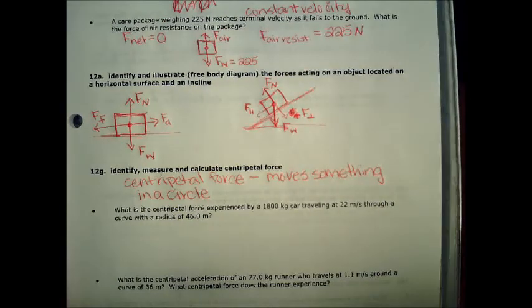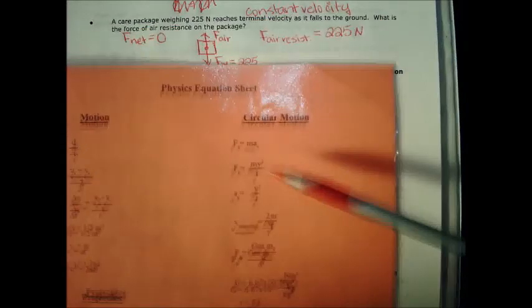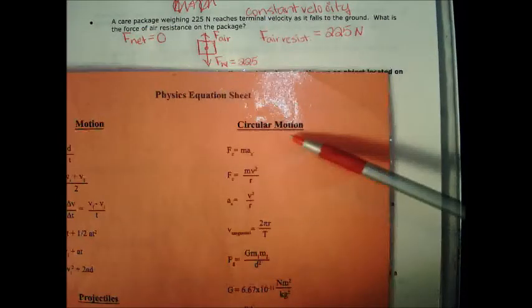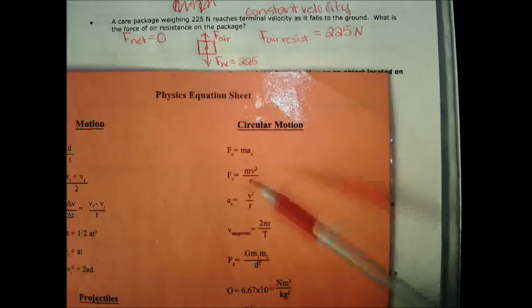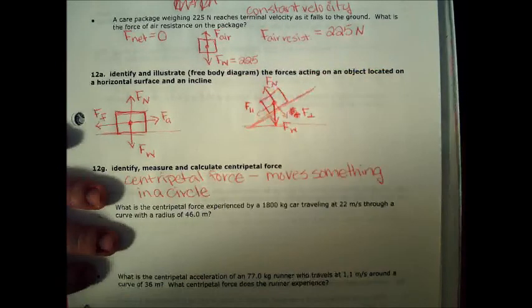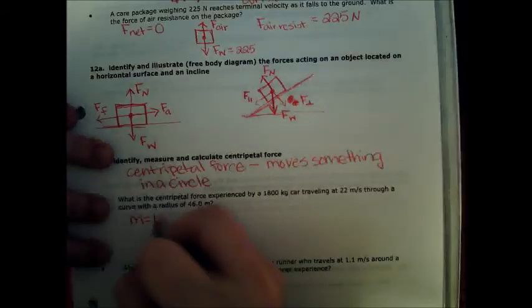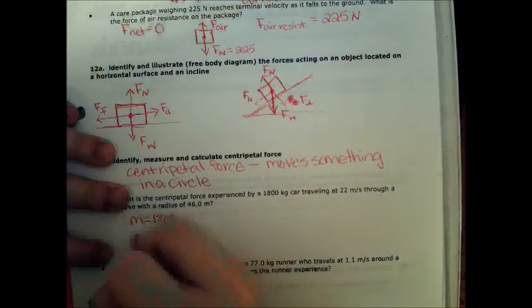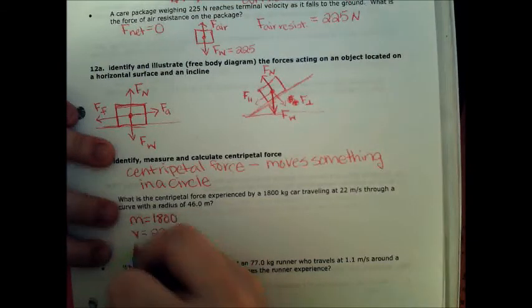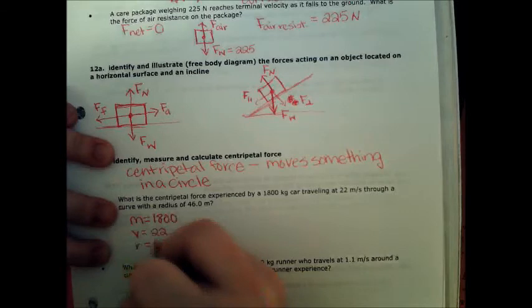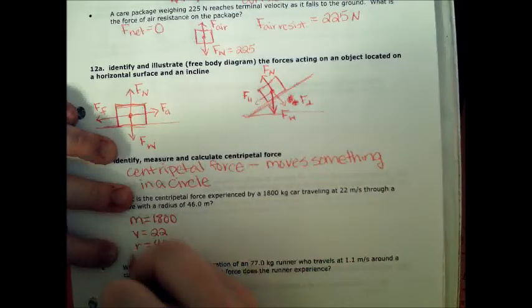Again, even if you don't remember anything about centripetal forces, what you should do is come over here to your formula sheet and be like, okay, oh look, circular motion, F sub c, I bet that's centripetal force. Man, I'm going to use these equations. It's not very hard. So here they give us a mass of 1800, a velocity of 22, and a radius of 46. And we are looking for F sub c.